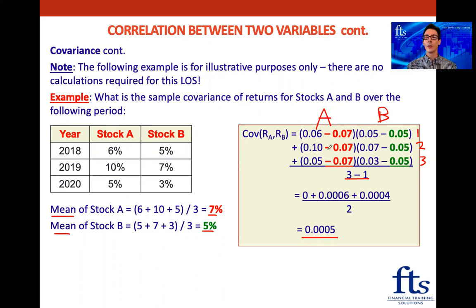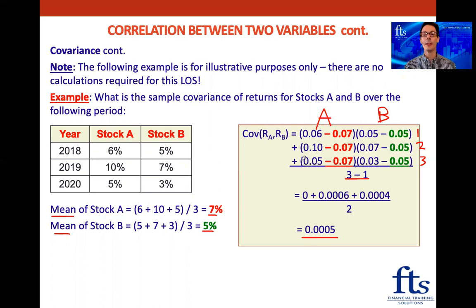But look at year 2 and 3. Year 2 and 3 tie up with what the previous slide is saying, because in year 2, which is 2019, A is above its mean, and so is B. You see there, A is above its mean. The return in year 2 was 10, and the mean is 7. And for B, the return in year 2 was 7, and its mean is 5. So they're both above their mean at the same time.